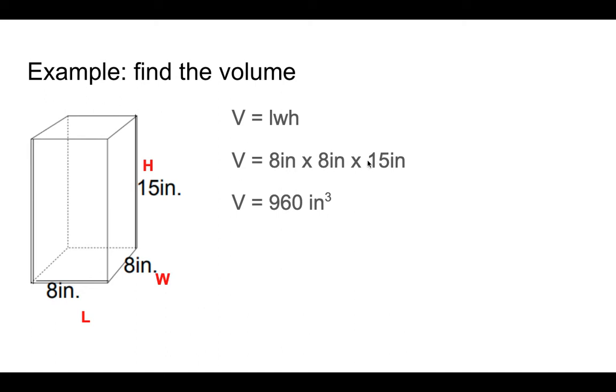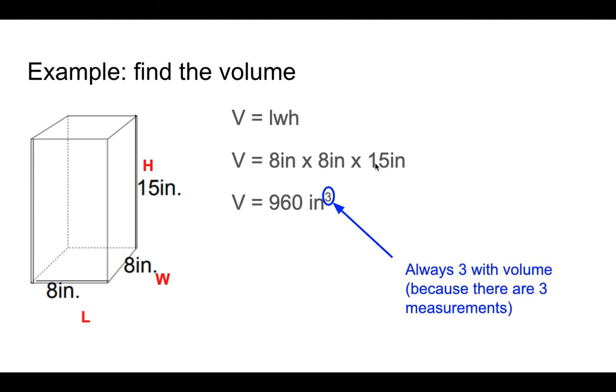Put that into your calculator, you get 960. And because we have 3 dimensions, our inches is going to be cubed. So remember, our volume is always going to have a superscript 3 on the unit to indicate that it has 3 dimensions. So it's always 3 with volume because there are 3 measurements or 3 dimensions. Okay, so fairly straightforward there.